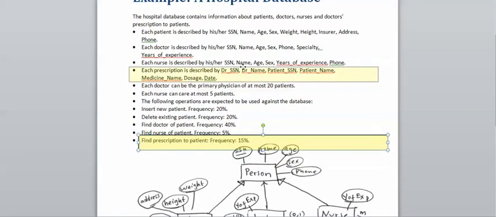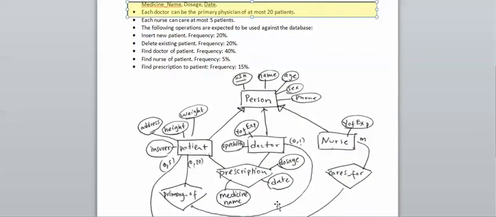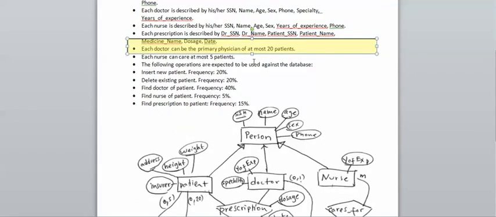So we got prescription. Now each doctor can be the primary physician of at most 20 patients. Again, this is a relationship. Why? Because we're talking about a doctor. This has been already identified as an entity set. And then patient has been already identified as an entity set. So the relationship here is something about being the primary physician. So if we go and look here, I think I'm gonna need two of these.